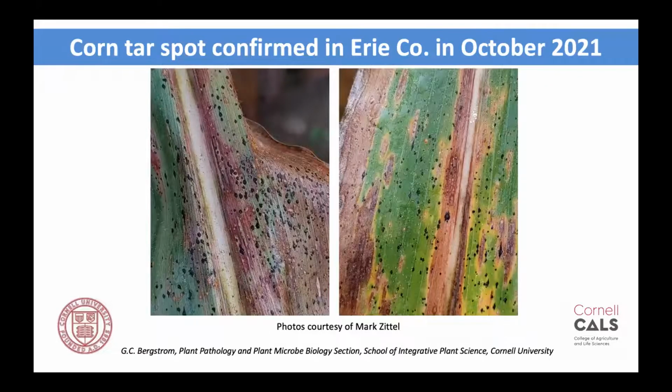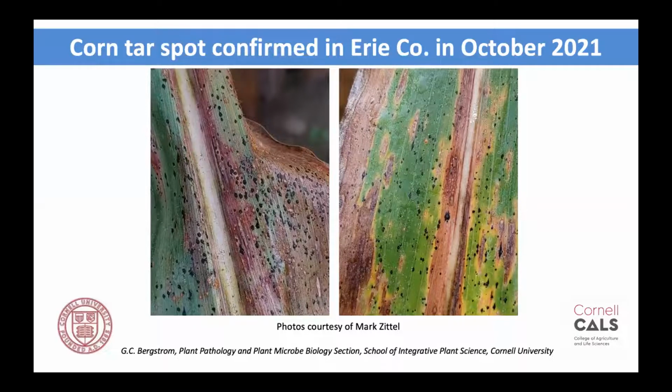So the big news is that we've been anticipating tar spot as it's kind of exploded in the Midwestern states over the last few years. At the very end of the growing season, it was found in two well-separated fields in Erie County and was really noticed at the time that the combines were ready to roll.